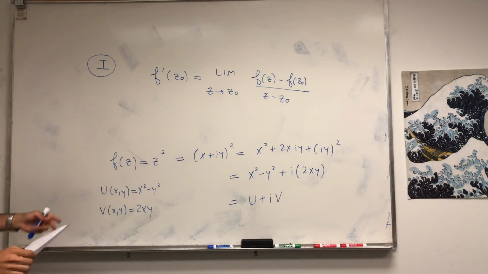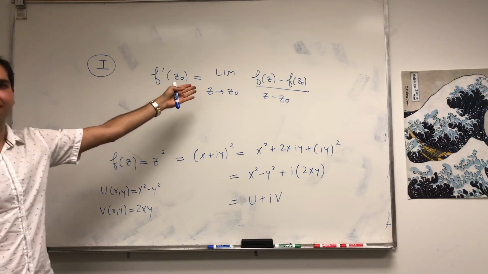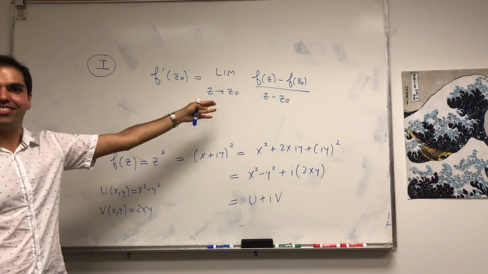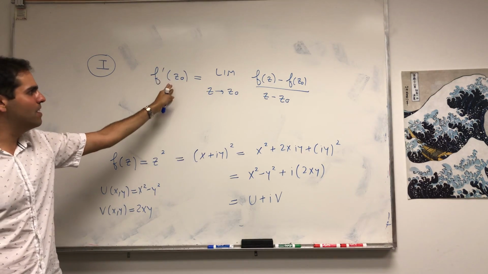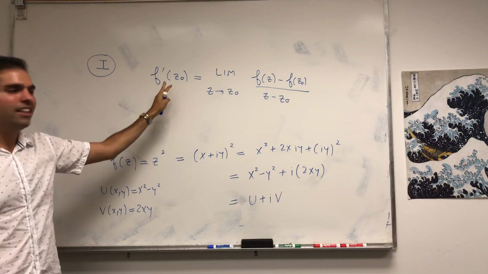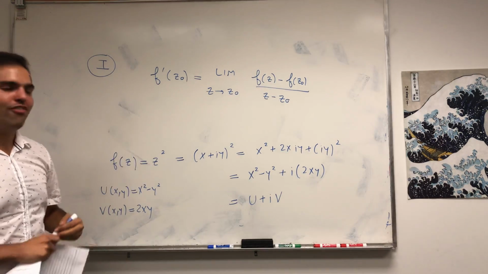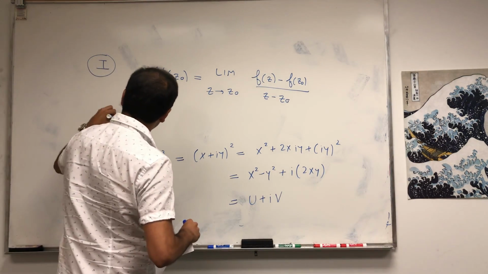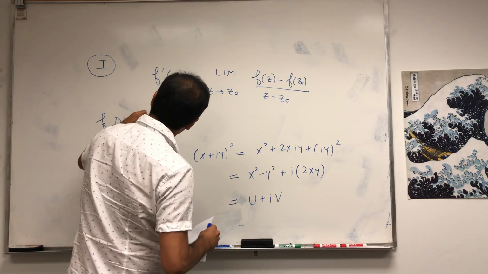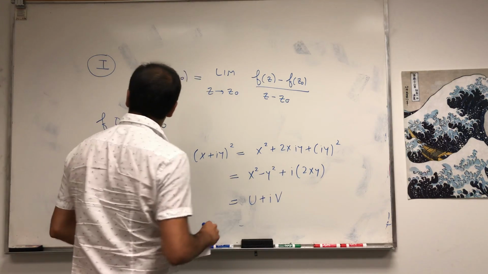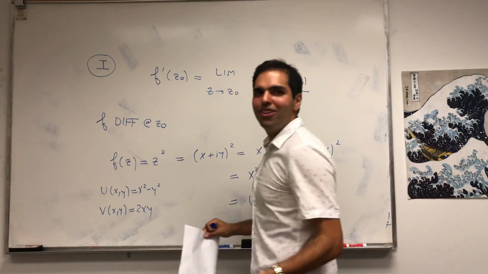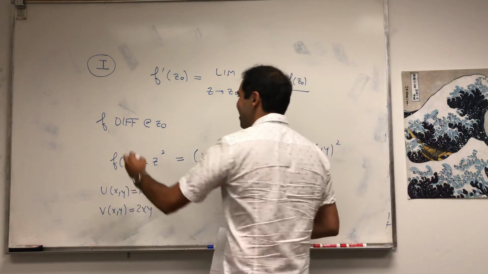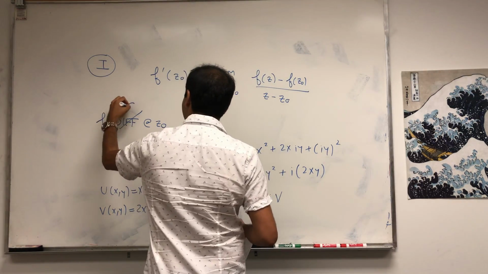And more importantly, if this limit exists, meaning it doesn't blow up and it goes to a certain number, then we call f differentiable at z naught. But it turns out for complex functions, there's a cooler name. It's called holomorphic. It's like a hologram.